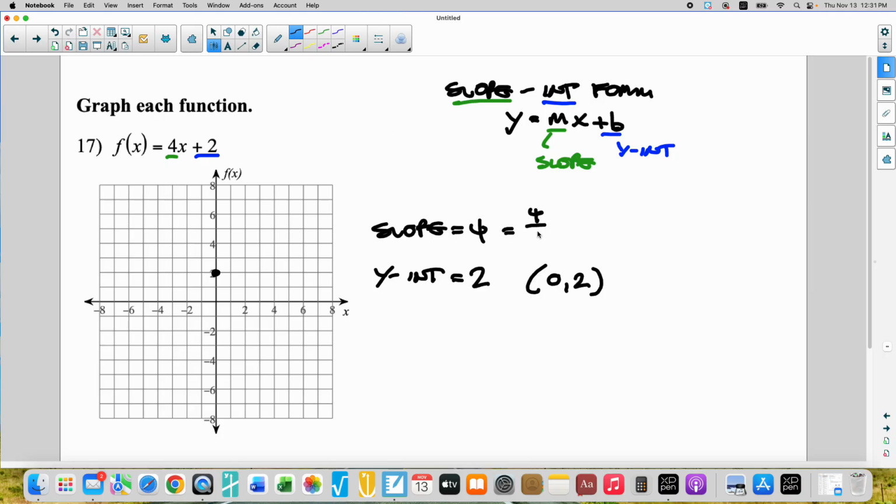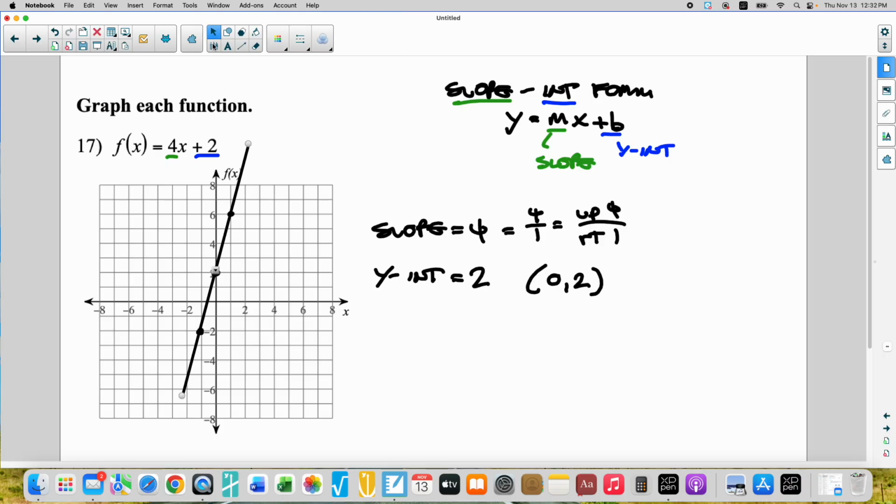Slope is rise over run. So 4 is a fraction, so we go up 4, and we're going to go right 1 from this y-intercept. We always have to plot the y-intercept. We're going to go up 4, 1, 2, 3, 4, right 1. Now, I can keep going, and I'd run out of space. So if I reverse it, I would go down 4, left 1. So that would get me my third point because we want 3 points here. We're going to connect the dots as best we can.